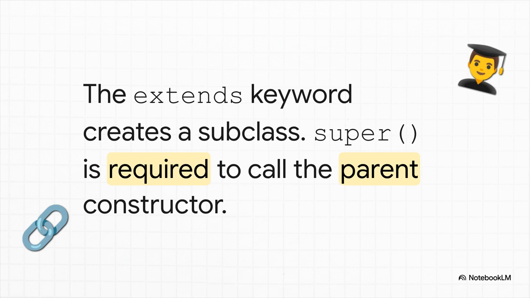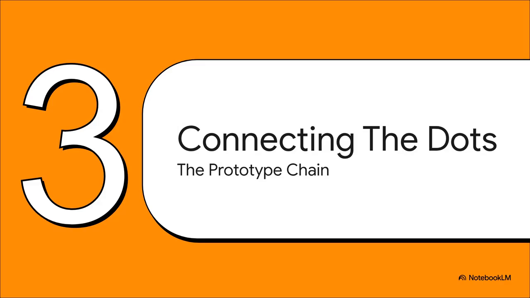It's clean, it's clear, and it's really powerful. Okay, so we've seen the old way with constructor functions and the new shiny way with classes. But there's still a missing piece, right? How does a student object magically know how to use a method that was defined on the person class? This is where we really look under the hood. This is the big reveal of the engine that drives all of this. It's called the prototype chain.